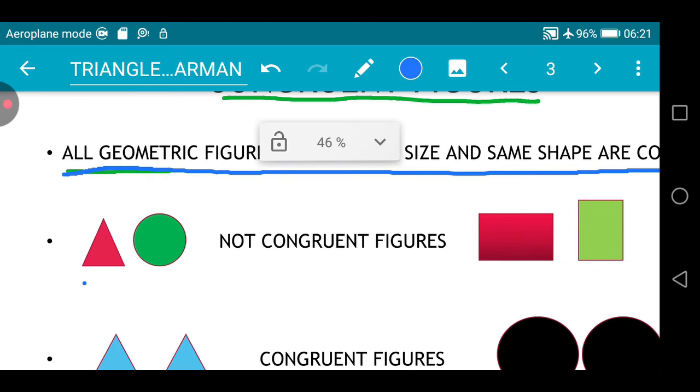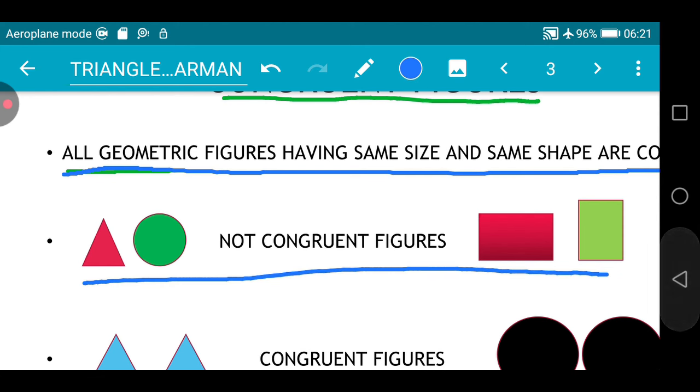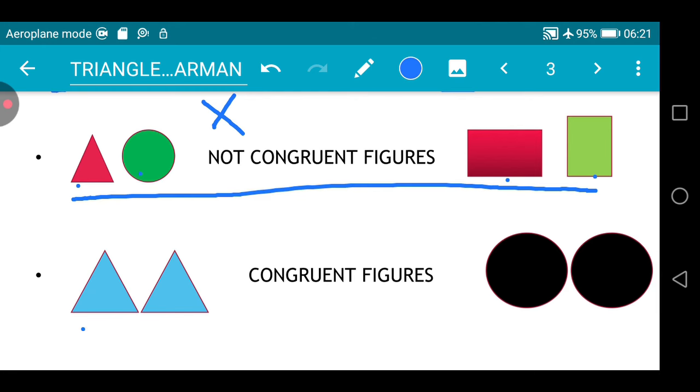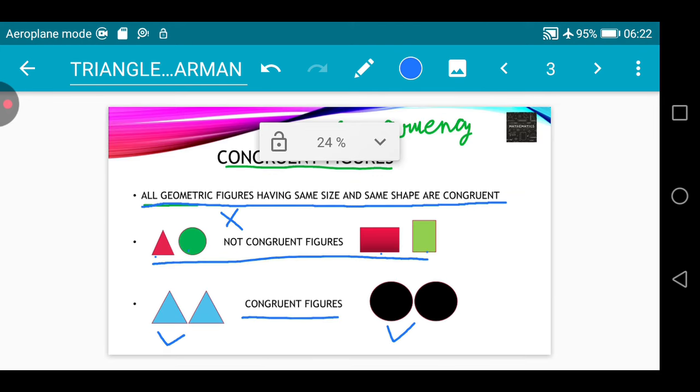Can I say these two figures are the same size? No. Why? This shape is different, that shape is different, and the size is also different, so these are not congruent figures. Can I say this? Yes, same size and same shape, so these are congruent figures. Now you know well which are congruent figures and which are not. You can take the screenshot again.